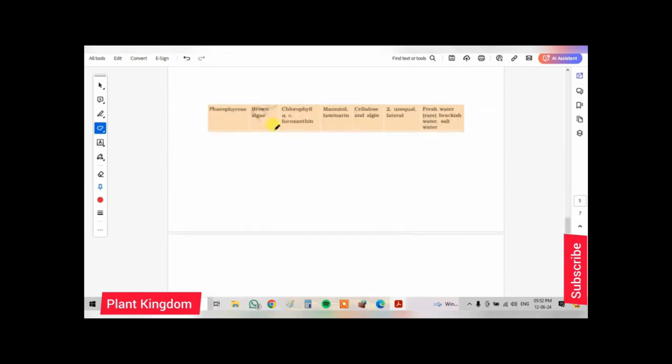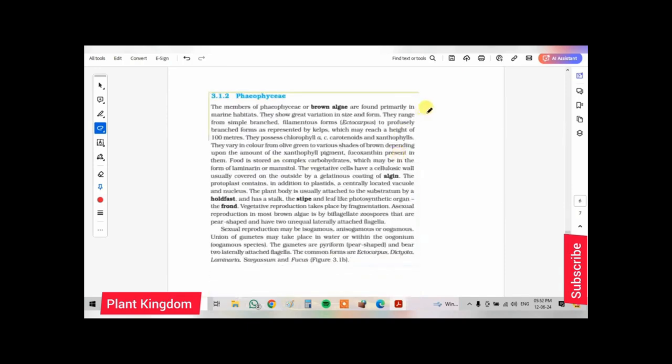You can see the NCERT topic from the lesson or chapter known as Plant Kingdom.